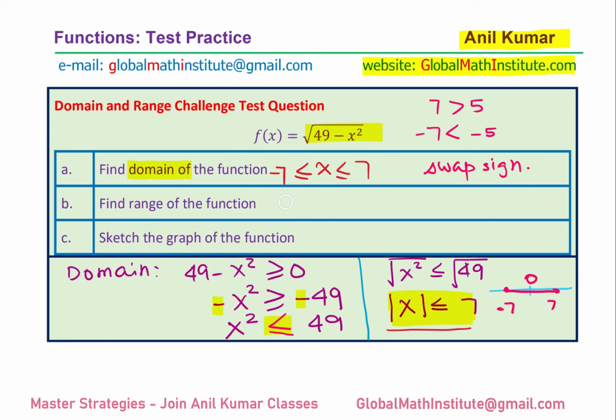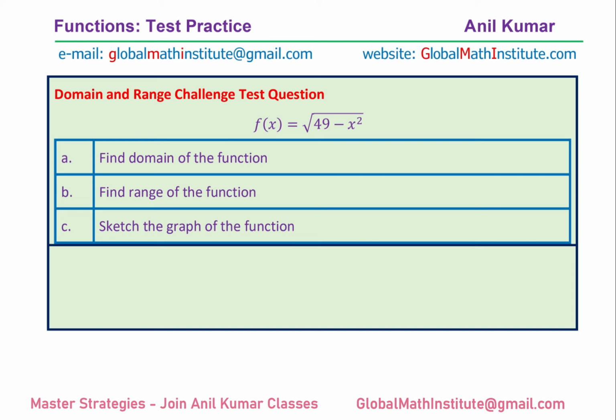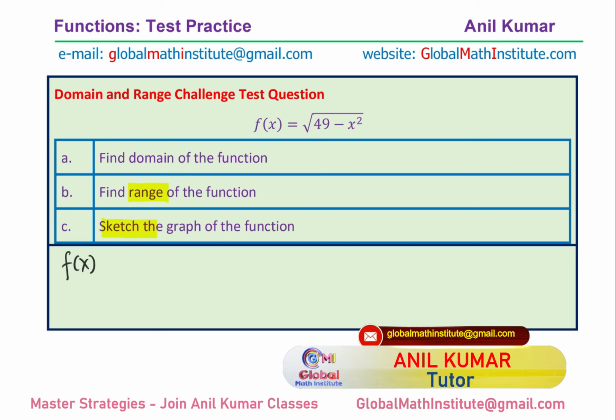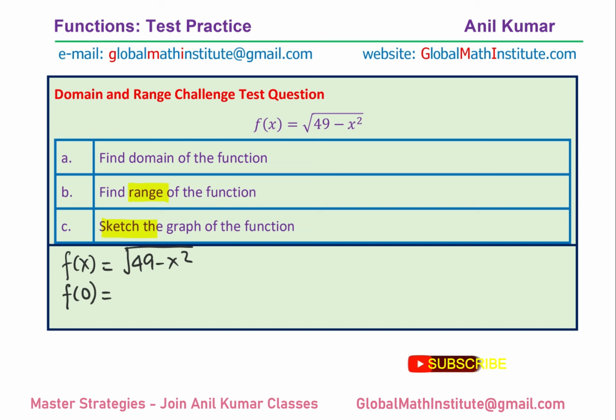Now, let's talk about range of this function. Well, to find range, it's good to sketch the graph also, right? So let's think about this function and sketch the graph. Couple of things which you may notice are the function f of x, which is given to us as square root of 49 minus x squared. What is the value when x is 0? Well, if x is 0, in that case, we have a value which is equal to square root of 49, and that is 7.